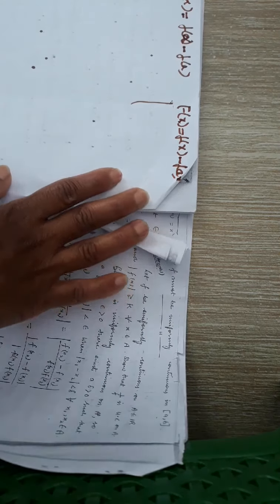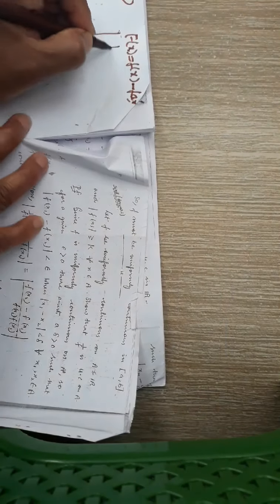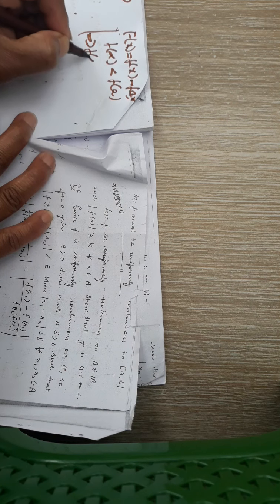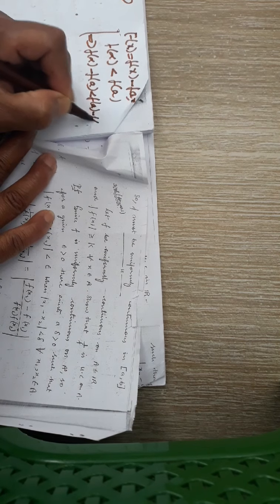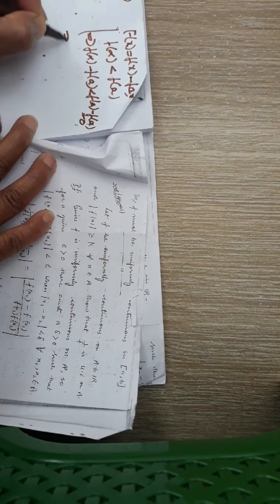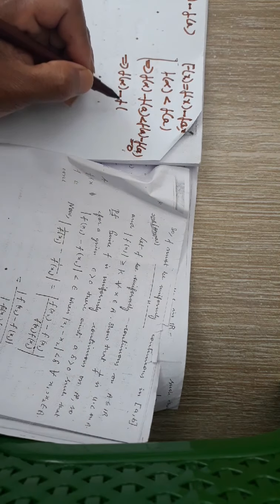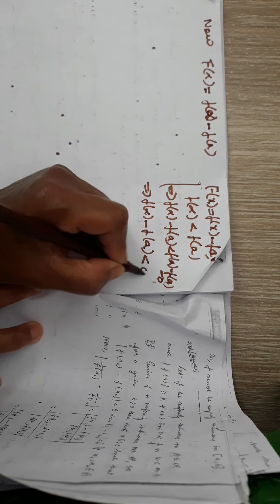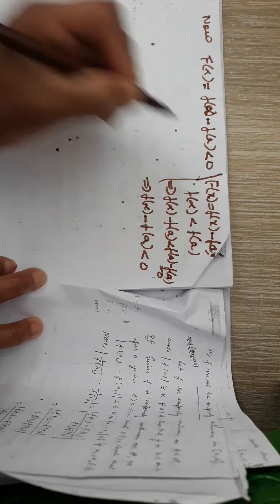But from equation 2, what is equation 2? We have assumed, if possible, f of alpha is less than f of A. It implies that f of alpha minus f of A is less than f of A minus f of A, which equals 0. So f of alpha minus f of A is less than 0. So this implies that capital F of alpha is less than 0.